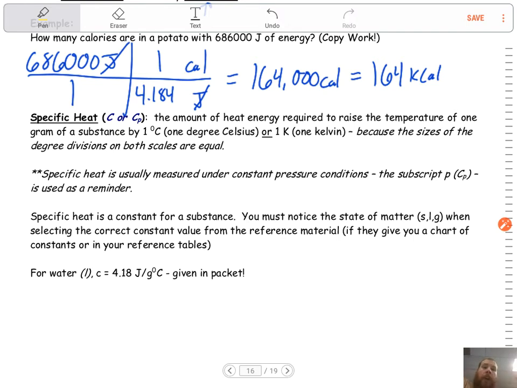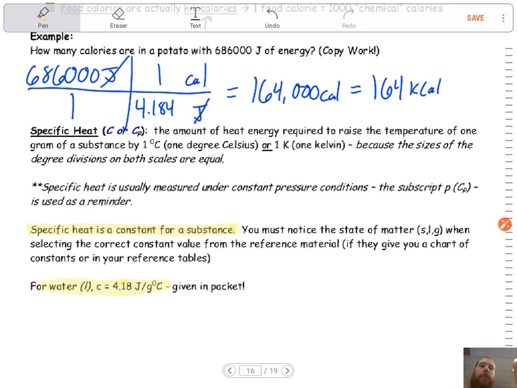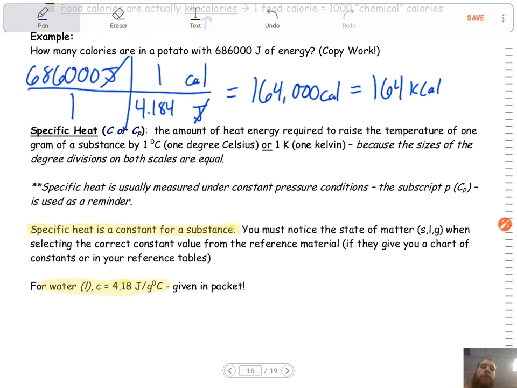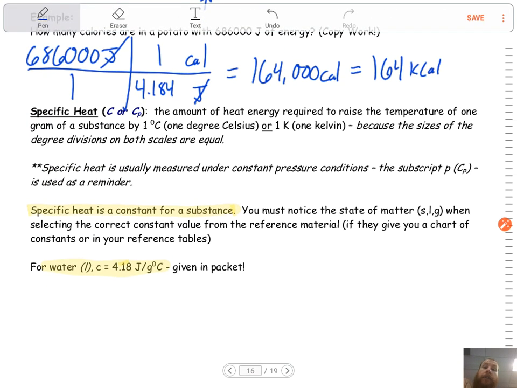You are given, on table B in your reference packet, the specific heat for liquid water. Notice I say liquid water, because ice, which is solid water, and gas or vapor water have a different specific heat, so phases do determine that, but we're only going to really be interested in water in liquid form in this class. This is in table B, so make sure you look at table B and know where it's at. So that's the basics behind heat and energy and specific heat, and we're going to apply that in terms of calculations in the next video.